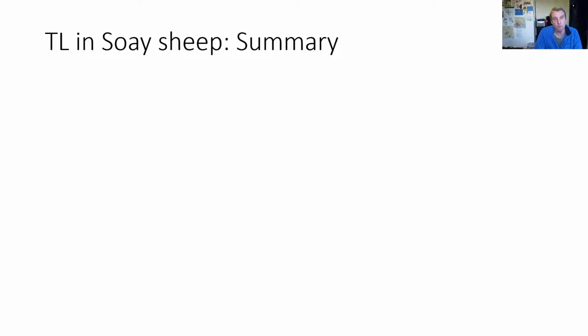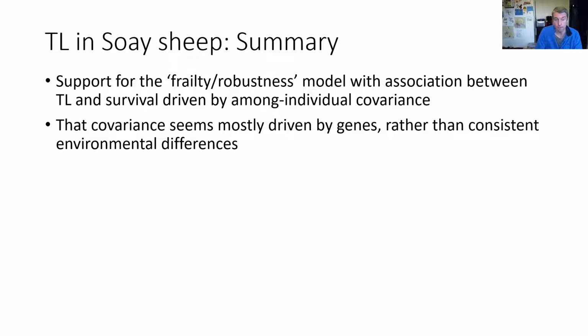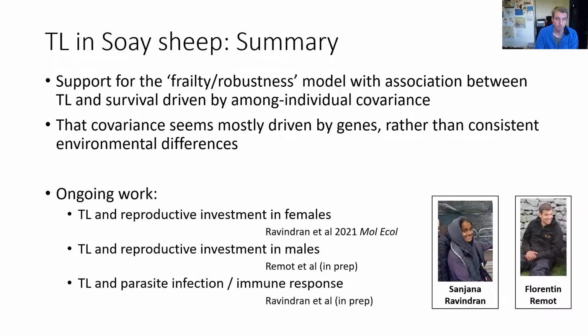So to summarize the results in the Soay sheep, I think we found support for this frailty robustness idea, with the covariance between telomere length and survival being driven predominantly by among individual covariance. And over and above that, the evidence seems consistent with that coming from the effects of genes rather than consistent environmental differences or early life environment effects.